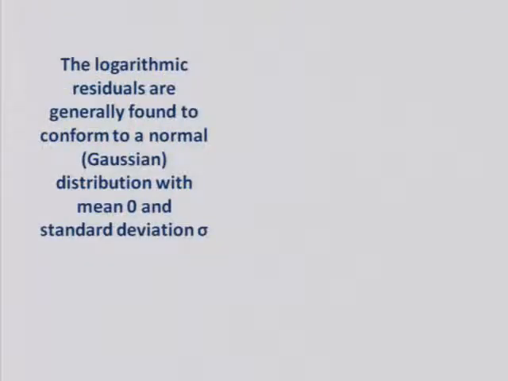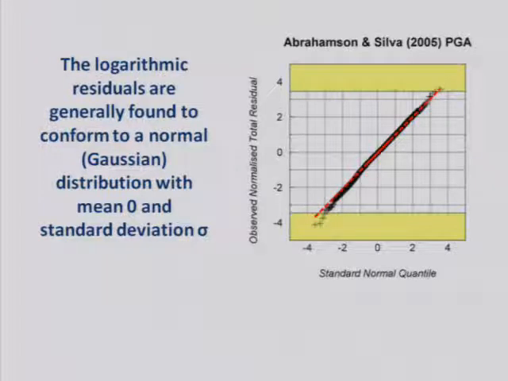So as I said, the logarithmic residuals are generally found to conform to a normal distribution with mean 0 and standard deviation sigma. And looking at any large data set, this is from the Abrahamson and Silva model at the early stages of the NGA project, their PGA values, without going into too much detail about what these axes actually mean, if you think of these as epsilon values, if the data is conforming to a normal distribution, then it will coincide very well with the red line, which is the theoretical Gaussian distribution, and we can see they do so, at least out to 2.53 sigmas.